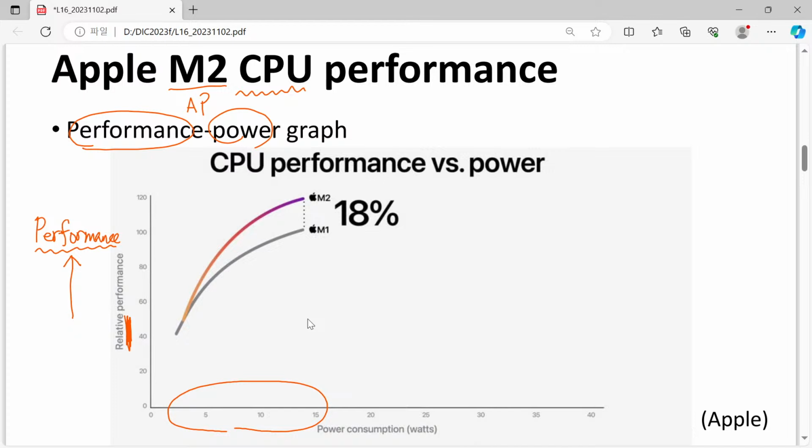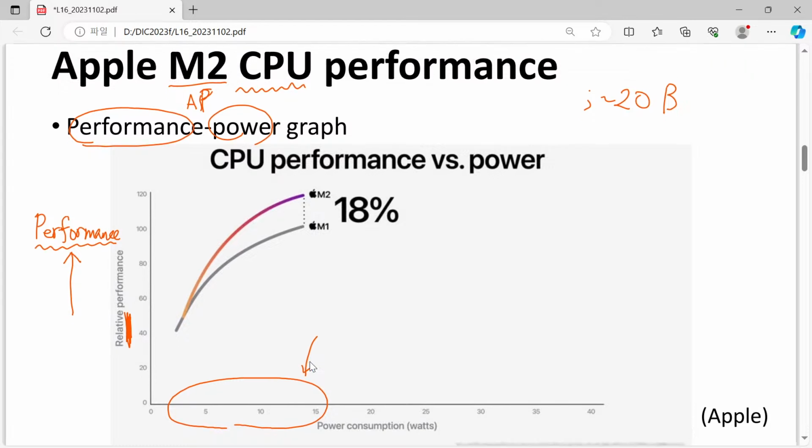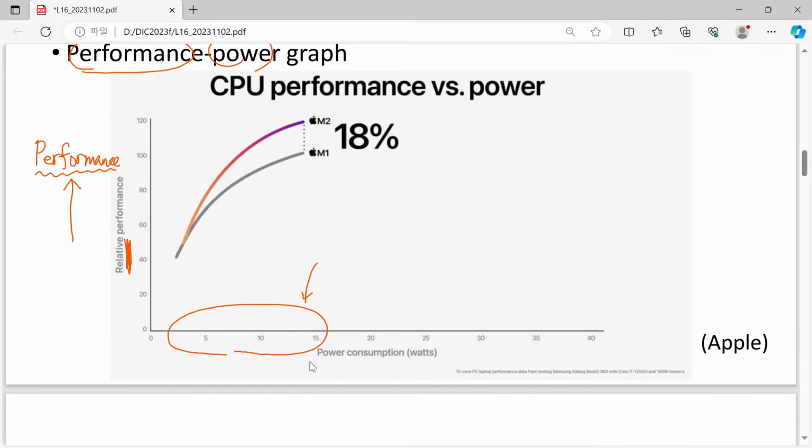And please note that although the M2 has many different components in it, its total transistor count is about 20 billion. And this is only the part for energy consumption for the CPU, but anyway it is around 15 watt as a maximum power consumption.